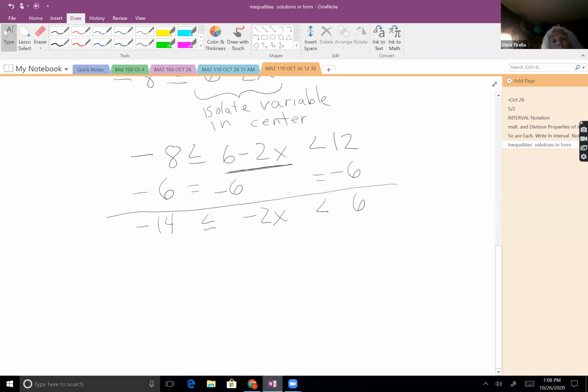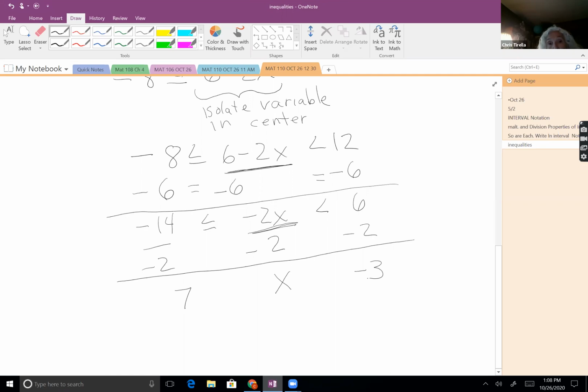Now, what would you do next to isolate the x to get it all alone? Divide by -2. And if I divide any part by -2, I have to divide every part by -2, all three parts. Negative divided by negative is +7. Negative divided by negative is +x. Positive divided by negative is -3.